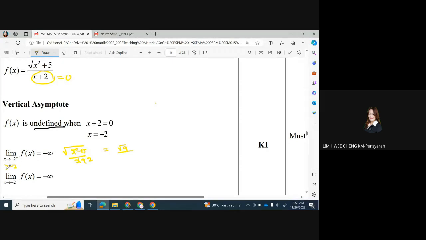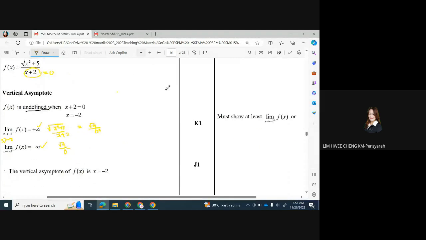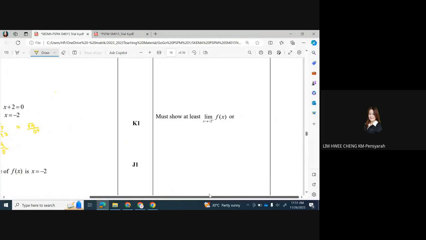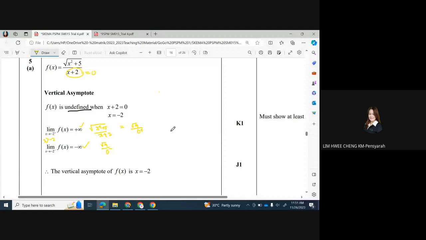So, maksudnya dia besar daripada negatif 2, negatif 1.99, negatif 1.99 plus 2, so akan 0 positif. That's why I will get the positive infinity. Ini pula negatif 9 over 0 negatif. So I will get the negative infinity. So the mark it shows that must show at least 1. So maksudnya K ini bagi kepada sini lah. And the J is statements that the vertical asymptote is x equal to -2. So this is the statement.